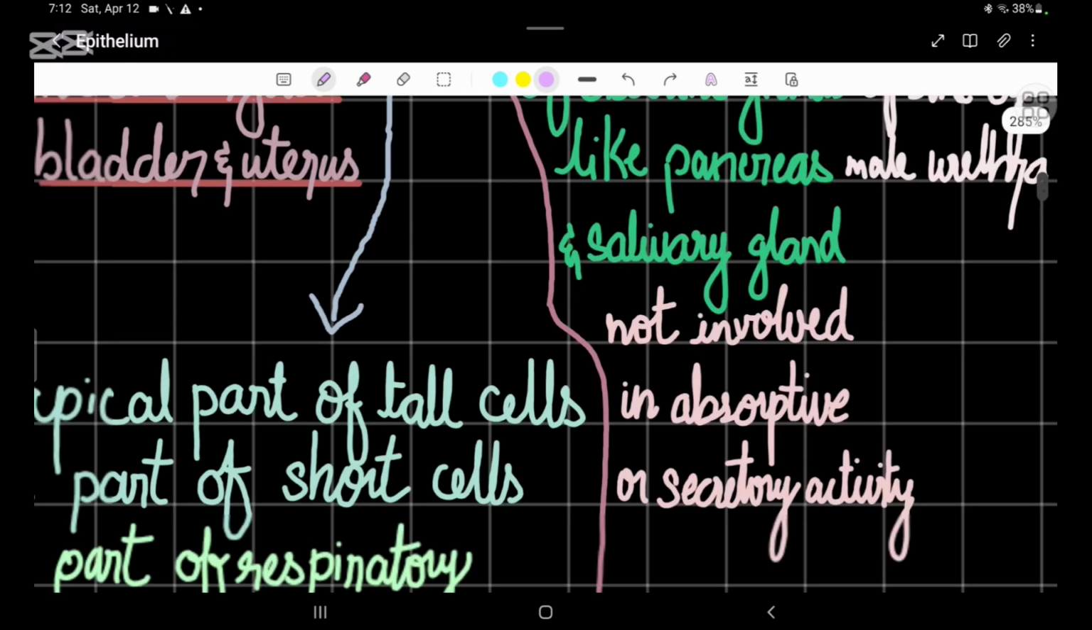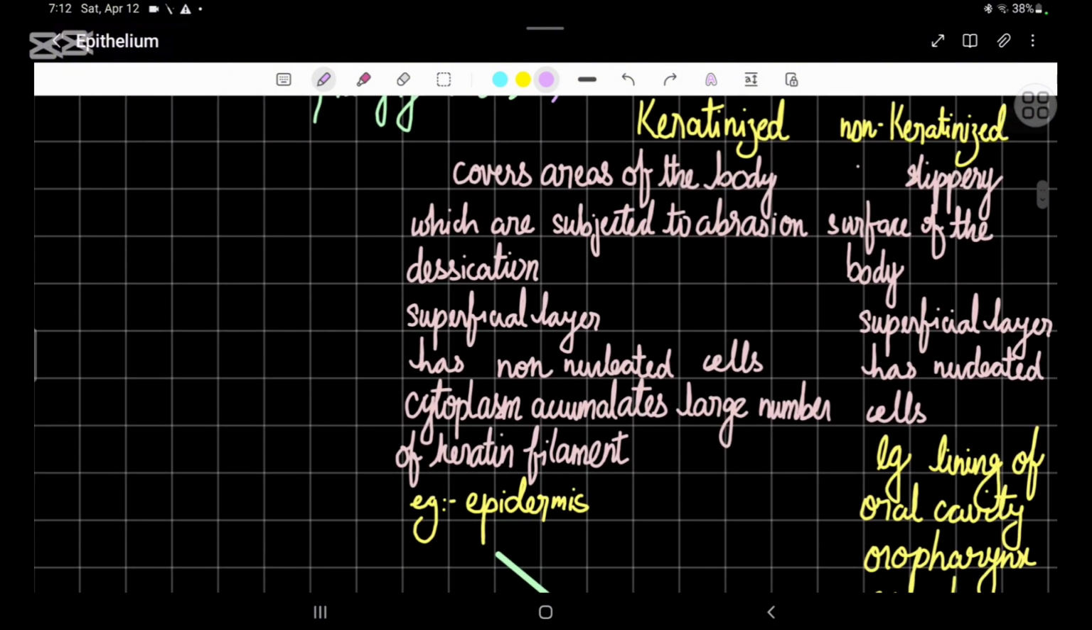Okay. Now coming back to the fact we were discussing, keratinized and non-keratinized.